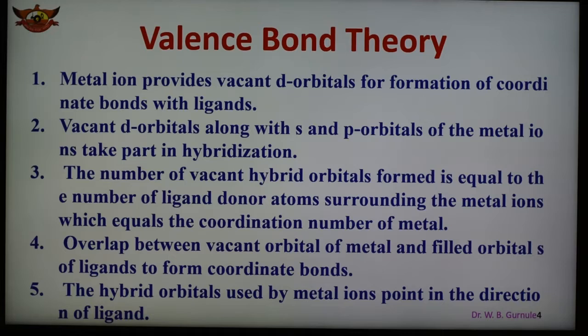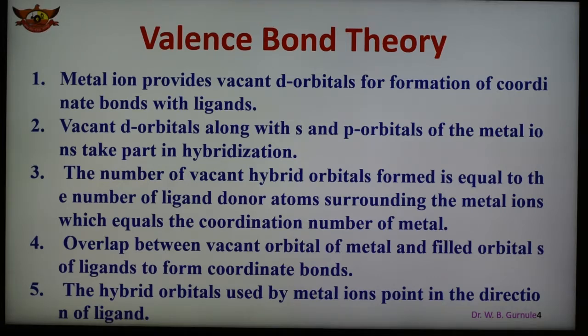The third point is that the number of vacant orbitals formed is equal to the number of ligand donor atoms surrounding the metal ion, which is equal to the coordination number of the metal. As we know, the total number of ligands attached to the metal ion in the complex is the coordination number, or we can say that the total number of coordinate bonds present between metal and ligand is also known as the coordination number of that metal. So this is the third point.